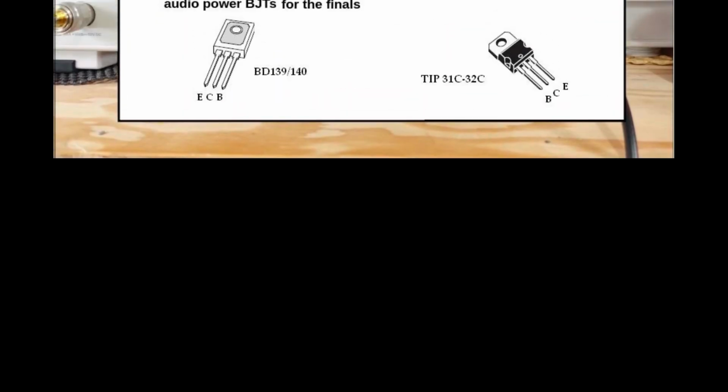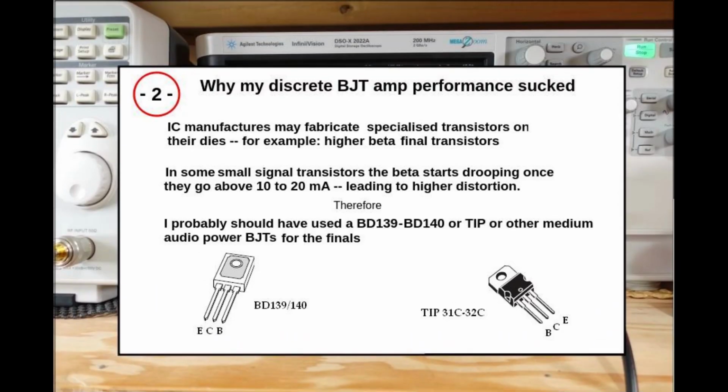Continuing on, another thing I thought about is IC manufacturers may fabricate specialized transistors on a die. For example, higher beta final transistors. What is the difference between the LM386 variant 1, 3, and 4? The schematics all look the same, so it's a good question. What did they actually do on the die to the transistors?